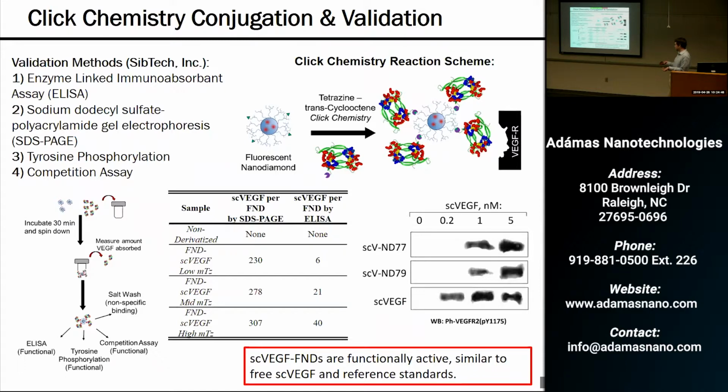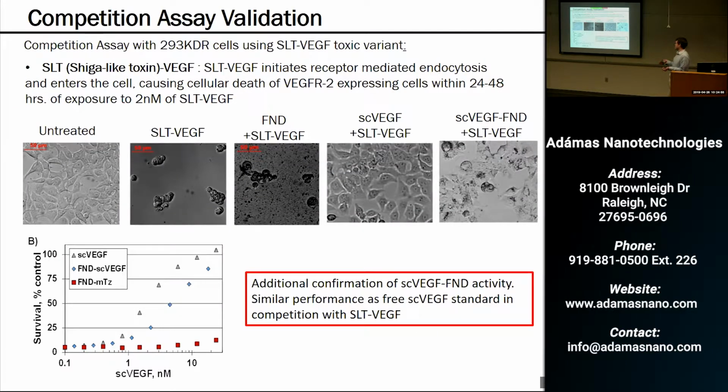And the next slide, I just want to go through this competition assay. This competition assay involves using a toxic variant of the VEGF protein. So essentially what happens is when this toxic variant binds to the VEGF receptor on the cell, it will cause the cell to die. If we then mix this toxic variant protein with our diamond, which contained VEGF, they will compete for access to these receptor sites on the cells. In general, if the cells can then survive, we demonstrate that the VEGF on the diamond is active and successfully can compete with the toxic variant of the VEGF. And in general, we do see that. So it is comparable to just a free single chain VEGF variant.